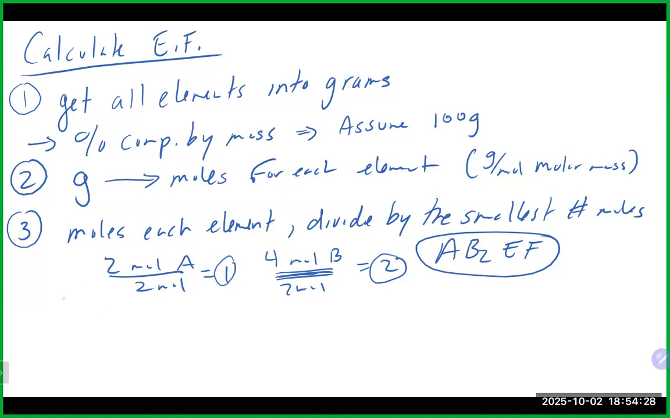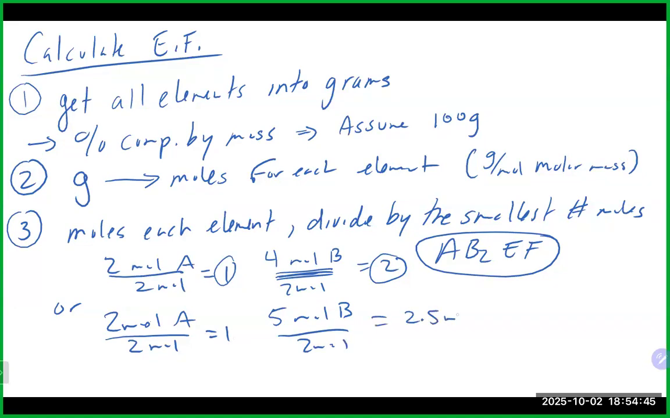Again, if you had a situation maybe like you had 2 moles of A and 5 moles of B, and you divide by 2 moles on each of them here, you're going to end up with 1 there, and I believe 2.5 moles there. And in this case, this would give you an empirical formula of AB2.5. Problem is they need to be whole numbers. They cannot be decimals. So you do need to clear that.